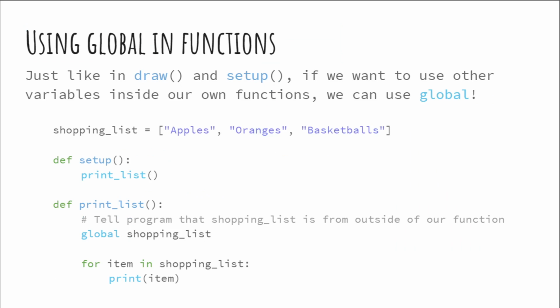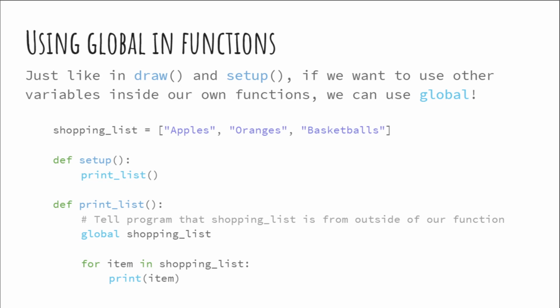So the last thing that we want to talk about for functions is using global. I mentioned this earlier. Just like when we use draw and we use setup, if we want to use other variables from outside of our functions inside the functions, we need to use global to let the computer know that it should look outside of our function for that variable.